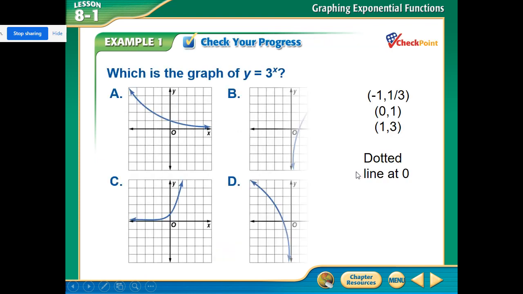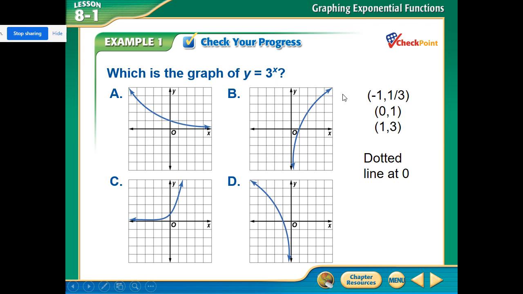All right, let's try another one. What about y equals 3^x? So here's our points, -1, 1/3, 0, 1, and 1, 3. And our dotted line should be at 0. So we should have a dotted line going across at 0, so the graph should never cross it. So this is obviously wrong, and that one's obviously wrong. So we have these two possibilities here. And we're just looking at our points, -1, 1/3. -1, 1/3 is definitely the C value here.